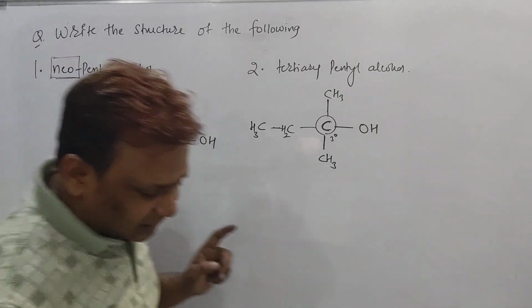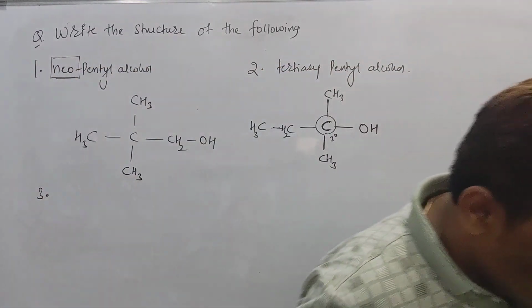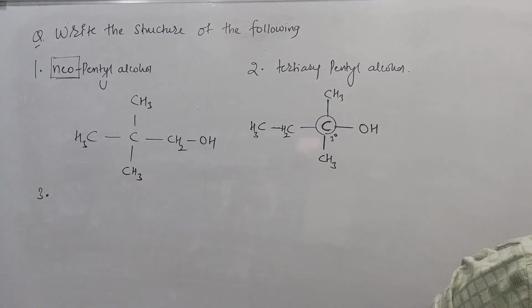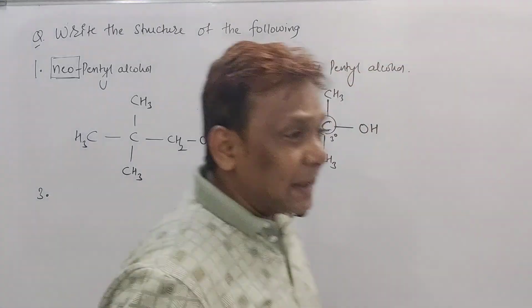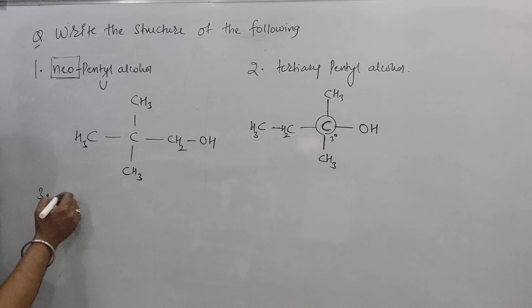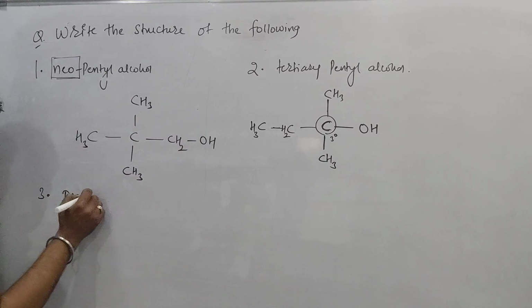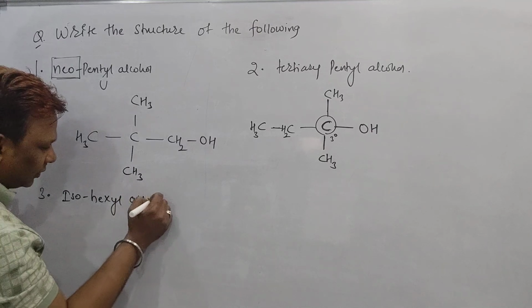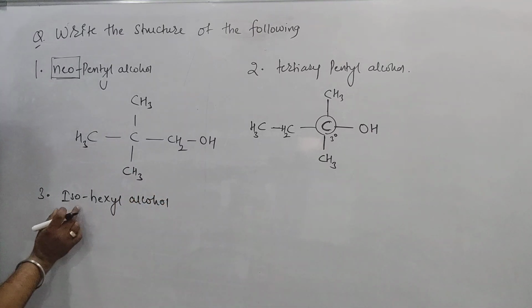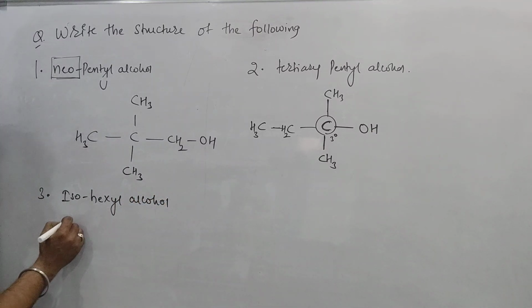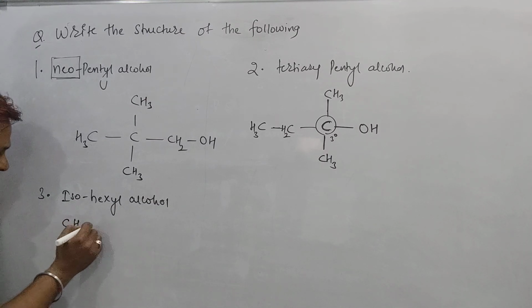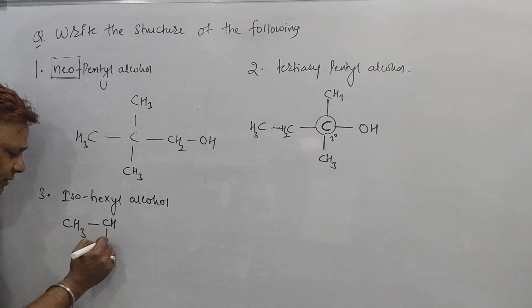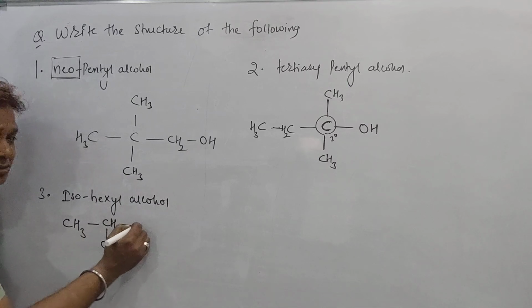First one is neopentyl alcohol. Second one is tertiary pentyl alcohol. And the third one, I want to give it as isohexyl alcohol. I think everybody knows better how to write the iso group. Sir, how can the iso group be written? It is written in the form of CH3, then CH, then CH3. This group is called as a what?